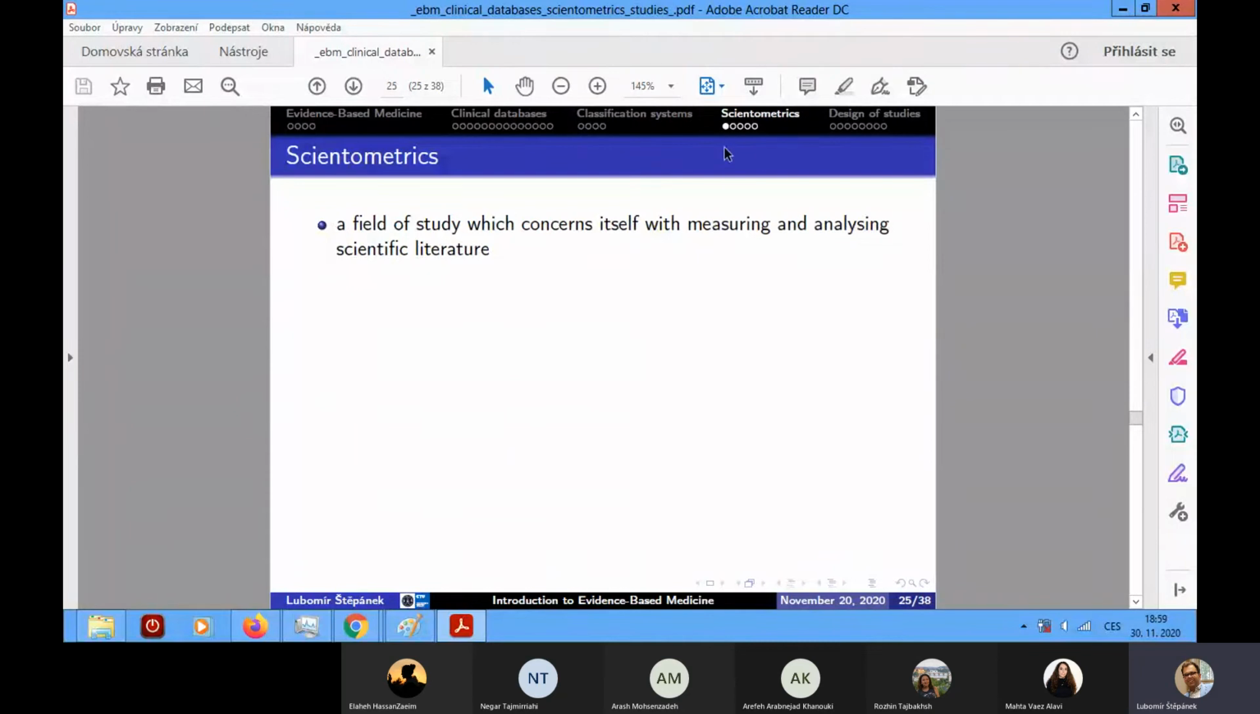And Scientometrics is another important component, which is good to know something about when you would like to apply evidence-based medicine concepts in your daily practice. So, Scientometrics.